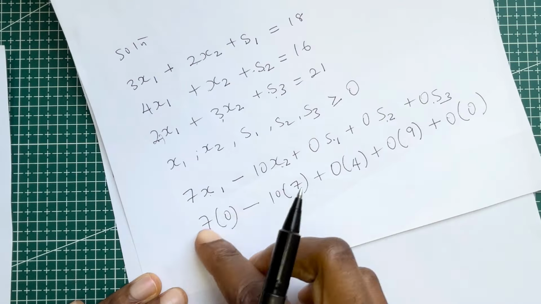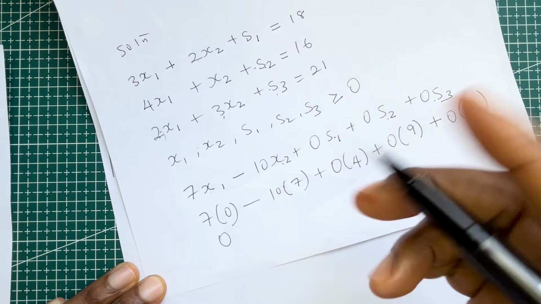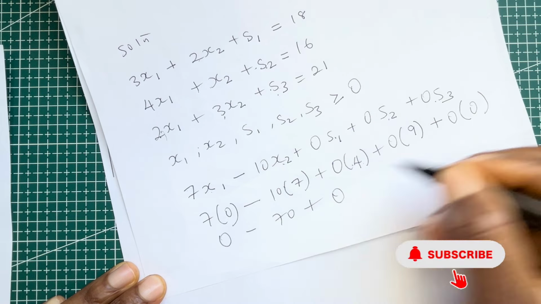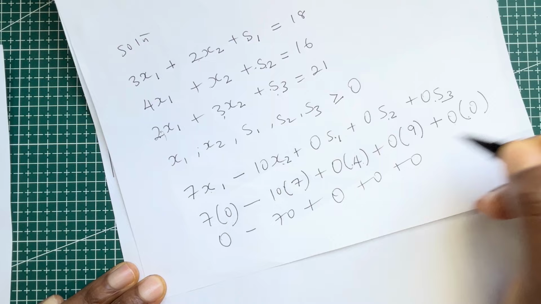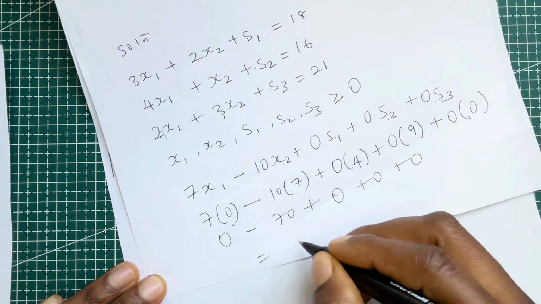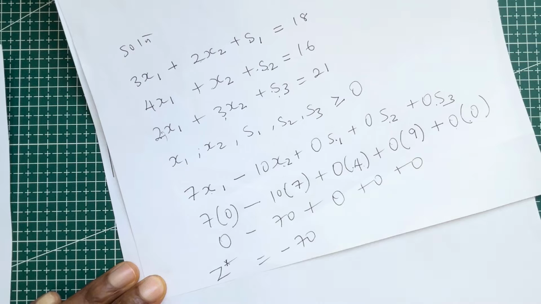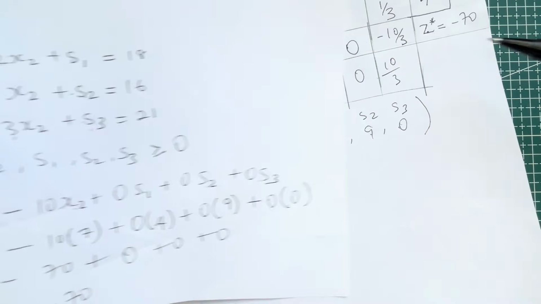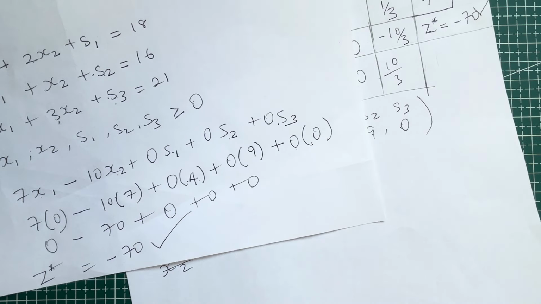So we are going to sum everything here. 7 times 0, we have 0. 10 times 7, we have minus 70. Plus 0 times this, we have 0. 0 times 9, we have 0. 0 times this, we have 0. So we'll sum everything up. Our optimal solution is minus 70. Observe that we got the same answer with what is here. That means minus 70 is our optimal solution.